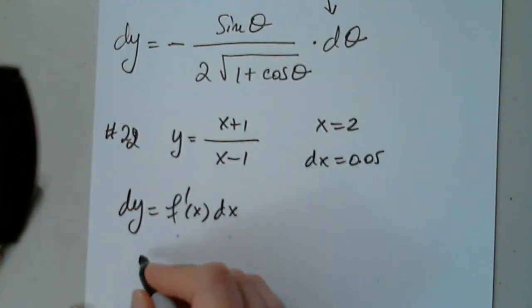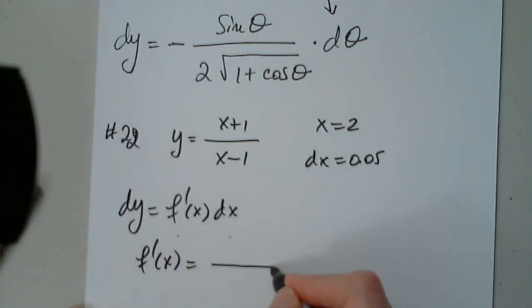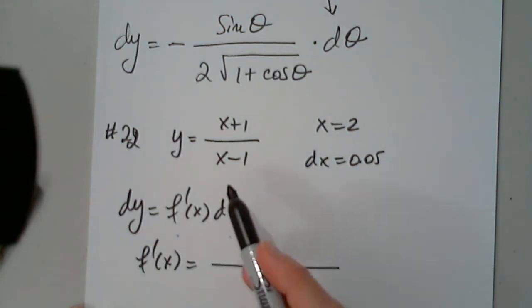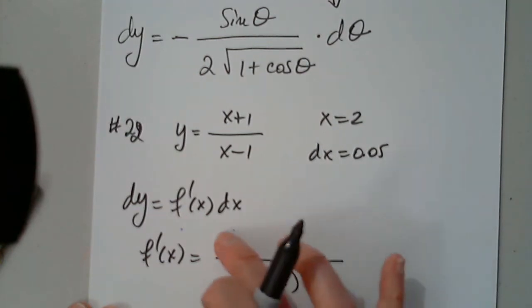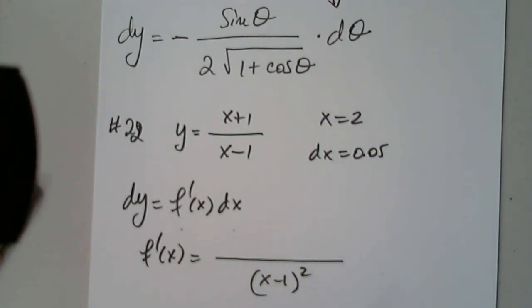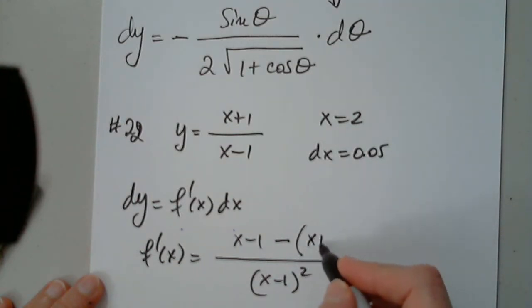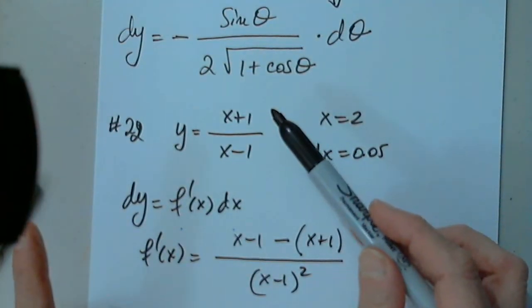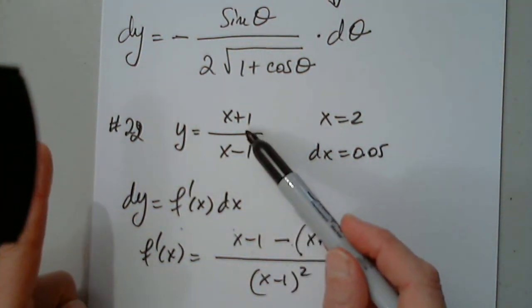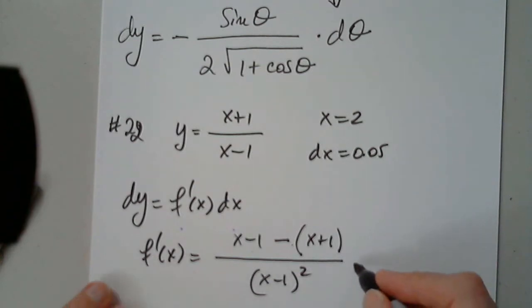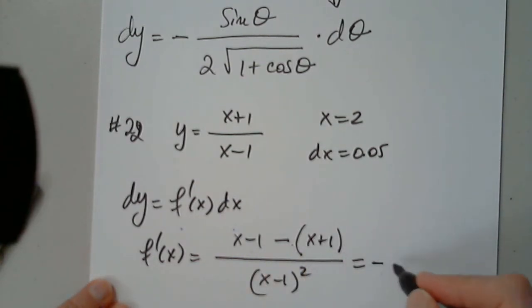So let's find f prime first. Can anyone tell us what to write at the top? I will write the denominator. Can anyone give us the numerator? x minus 1 times 1 minus, in parentheses, x plus 1 is better. So the top prime is 1 times the denominator minus the top times the denominator prime. Awesome. So x minus x, that will go away, negative 1 minus 1. So this is negative 2 over x minus 1 squared.